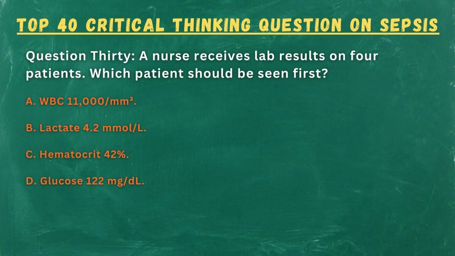Question 30. A nurse receives lab results on 4 patients. Which patient should be seen first? A. WBC 11,000/mm³. B. Lactate 4.2 millimoles per liter. C. Hematocrit 42%. D. Glucose 122 milligrams per deciliter. Answer: B. Lactate 4.2 millimoles per liter.